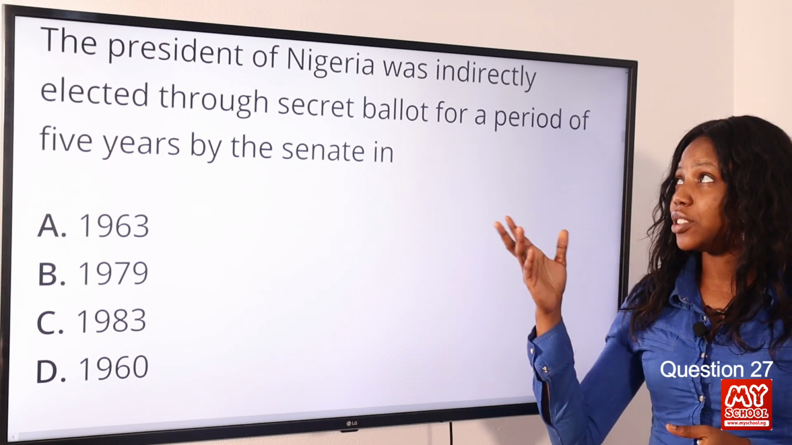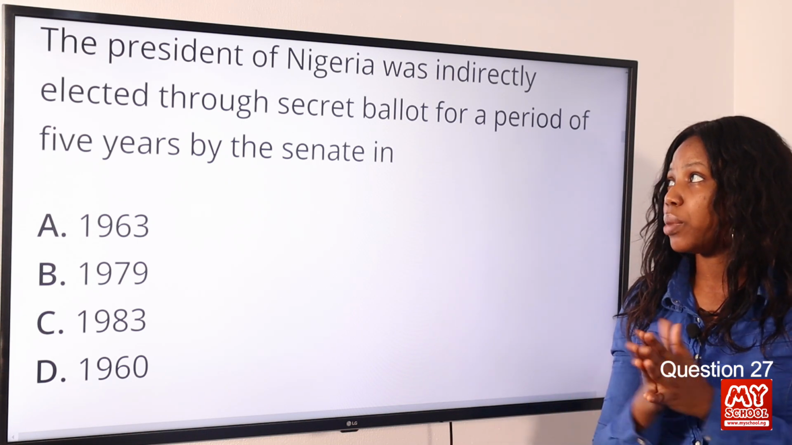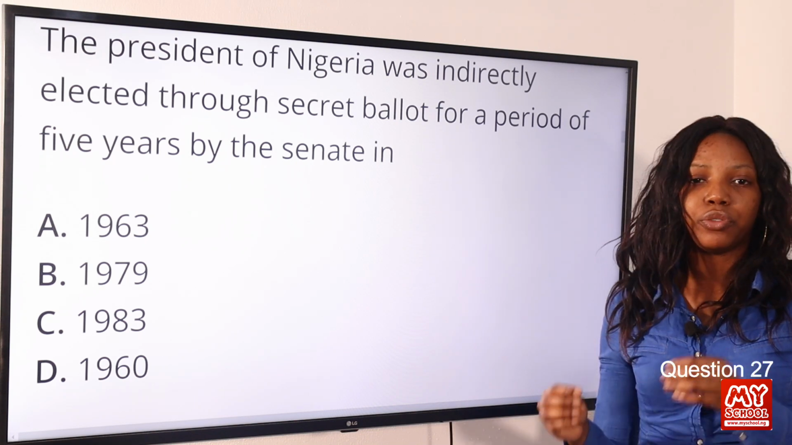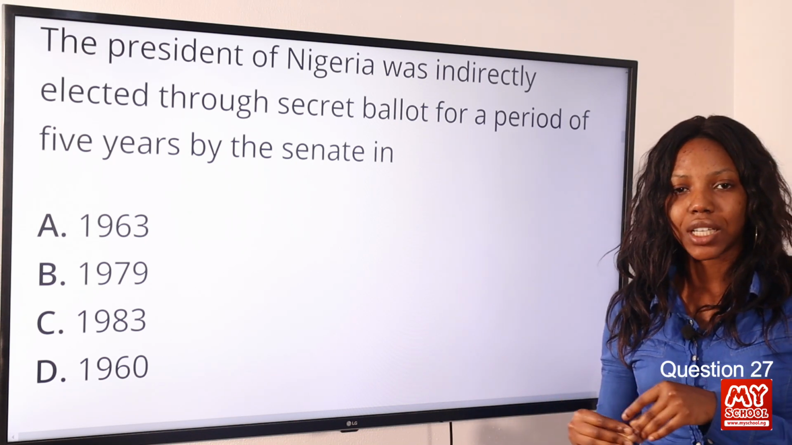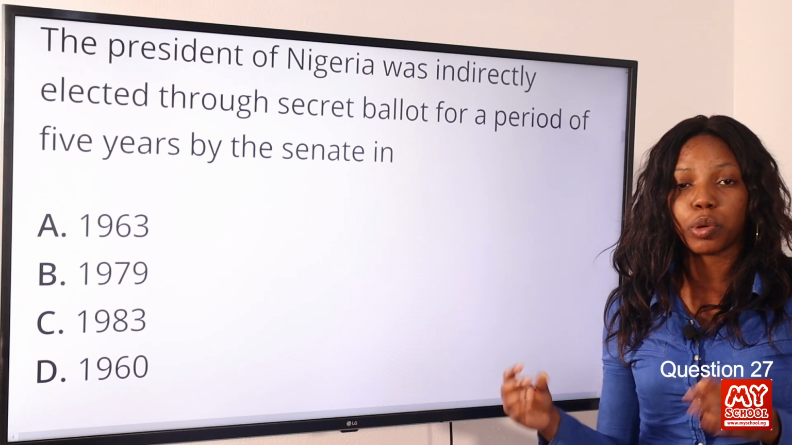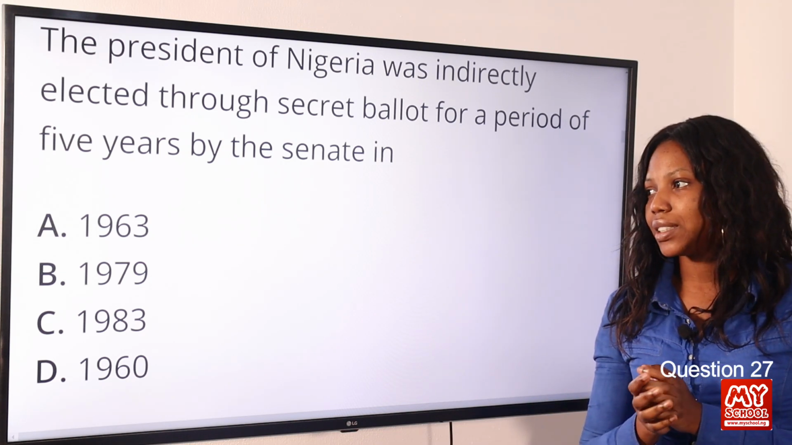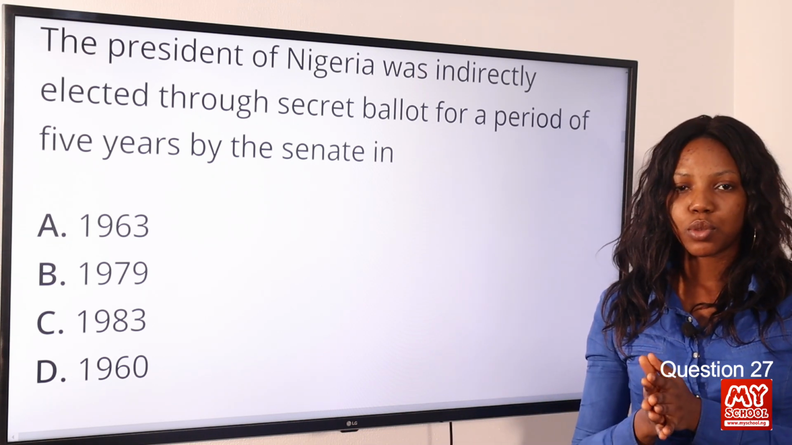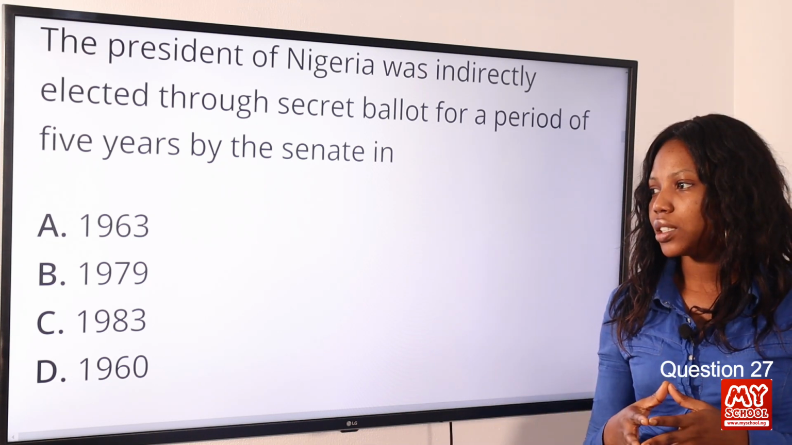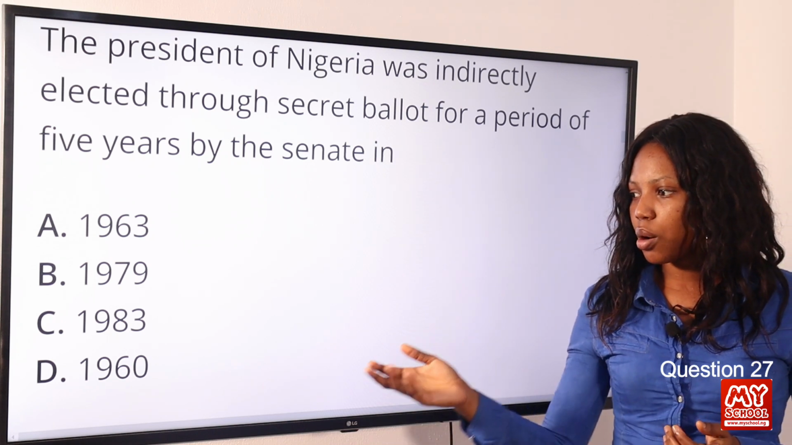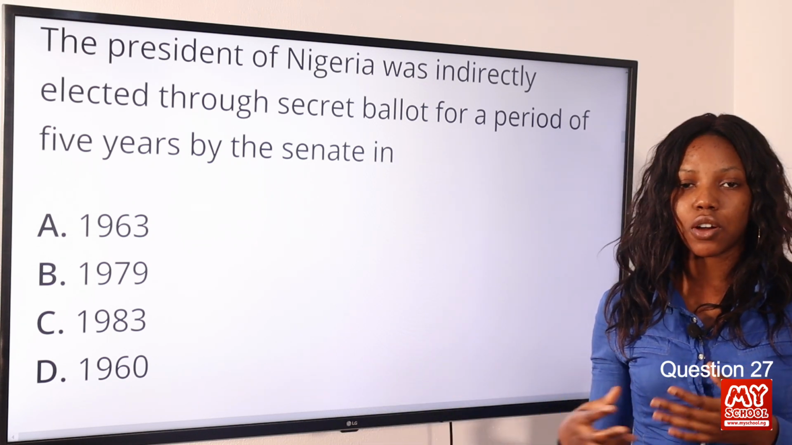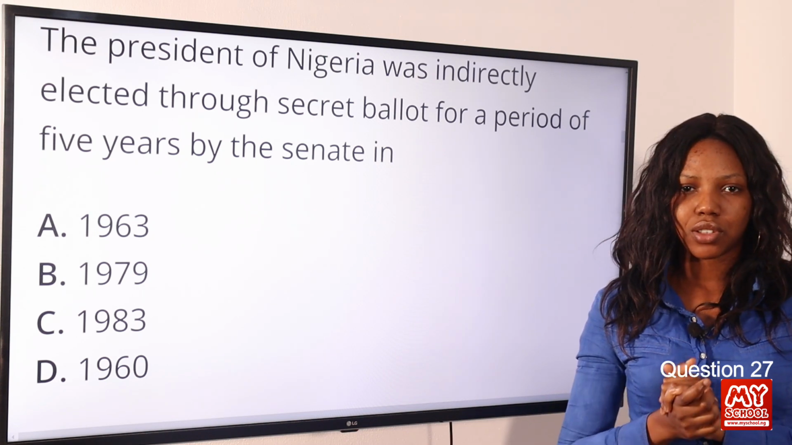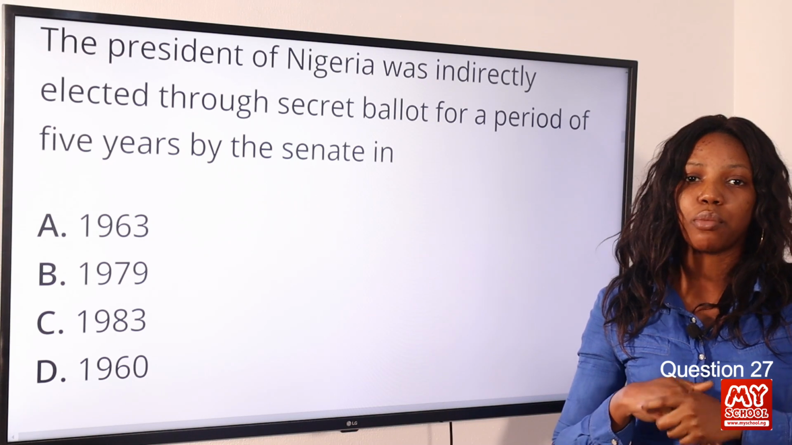Okay, so the president of Nigeria being indirectly elected through secret ballots for a period of 5 years by the Senate is a main feature of the 1963 Constitution, that is the Republican Constitution, the first Republic Constitution. However, option B was a fixed term of 4 years. Option C, we still had the Queen of England as the head of state back then. So option A is the correct answer to this question because it involves a term of 5 years.